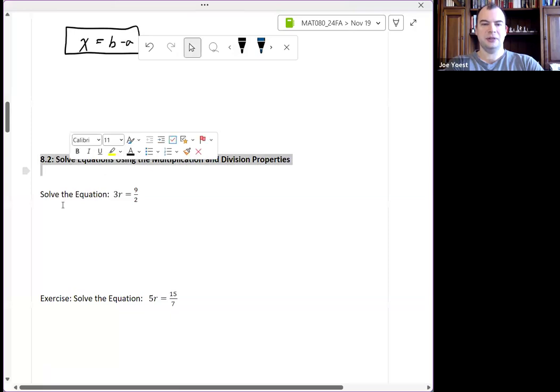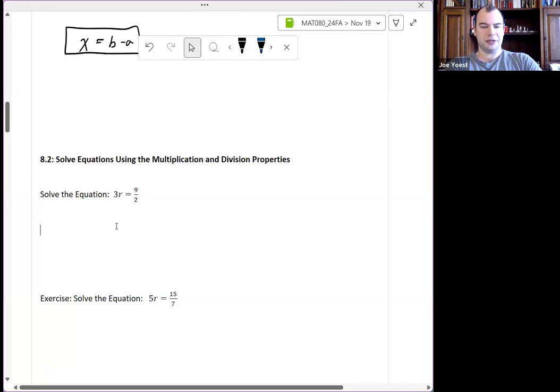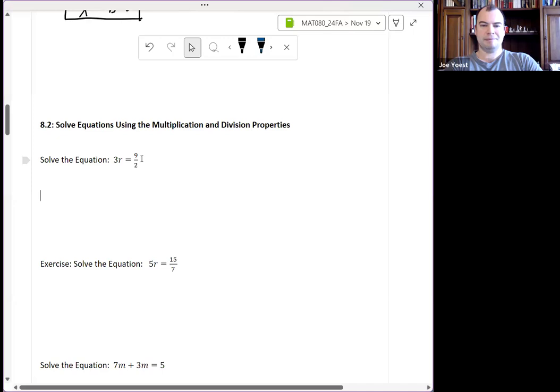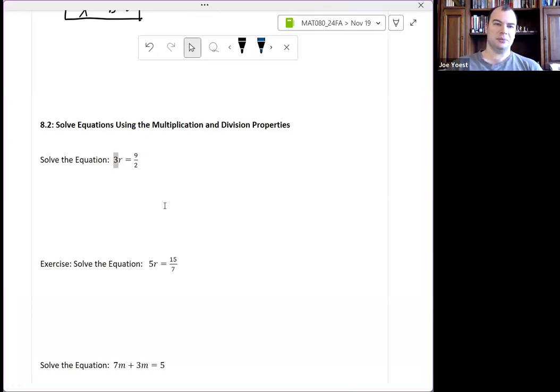Okay, so moving on to section 8.2, solving equations using the multiplication and division properties. So here I have number times variable equals number, instead of something like variable plus or minus number equals other number. Number times variable equals number. The number that multiplies the variable is often called the coefficient of that variable. So here in 3r, 3 would be the coefficient of r. And if I want to undo this multiplication by 3 in some sense to get the r by itself, I would multiply by the multiplicative inverse.